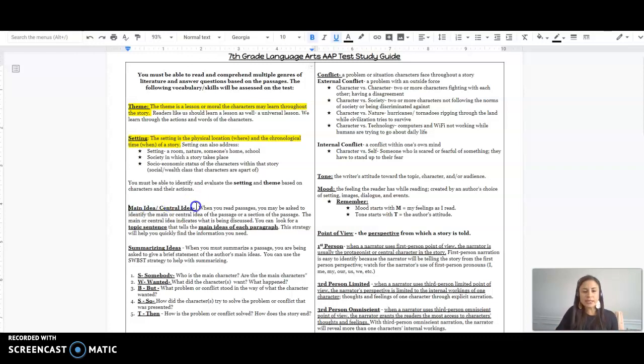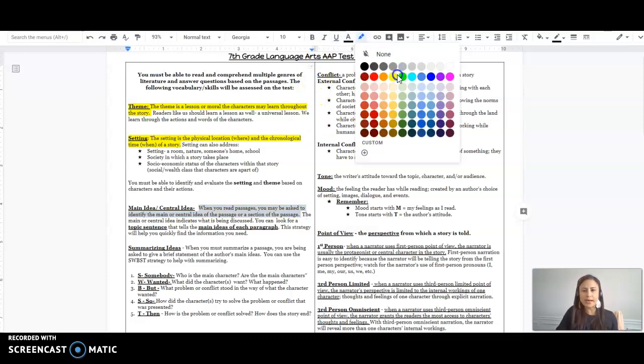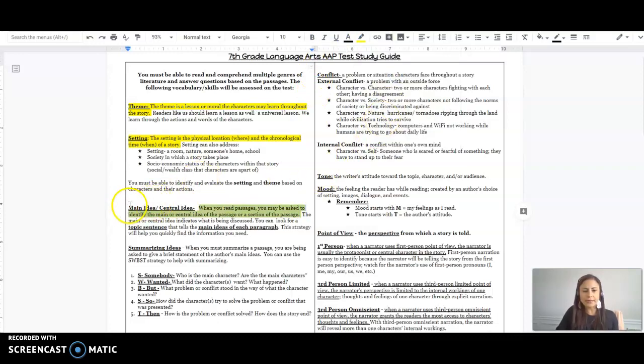All right, so it says right here, when you read passages, you may be asked to identify the main or central idea or section of a passage. It's really, what is the passage about? If you read a paragraph or a passage and I say, hey, what was that about? You should be able to pick out the main topic. What was the author speaking about? Okay, the main or central idea indicates what is being discussed. You can look for a topic sentence that tells the main idea of each paragraph.